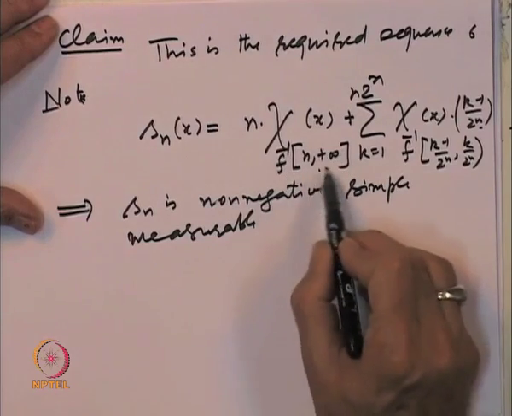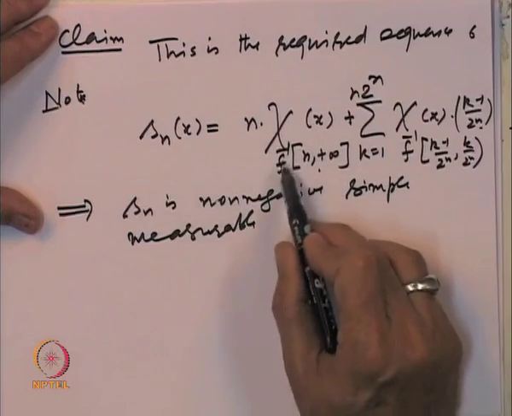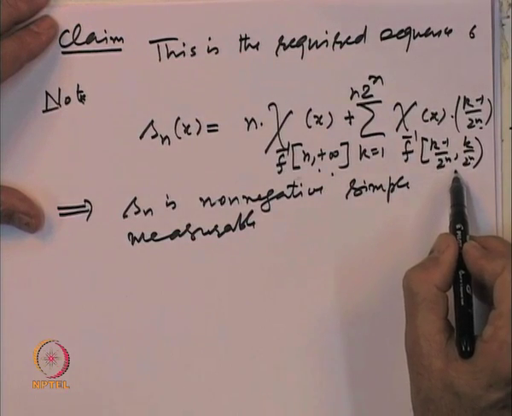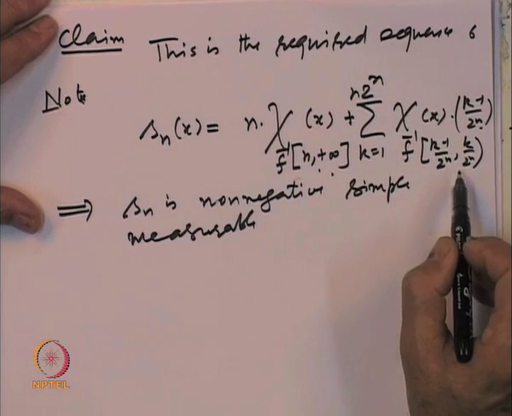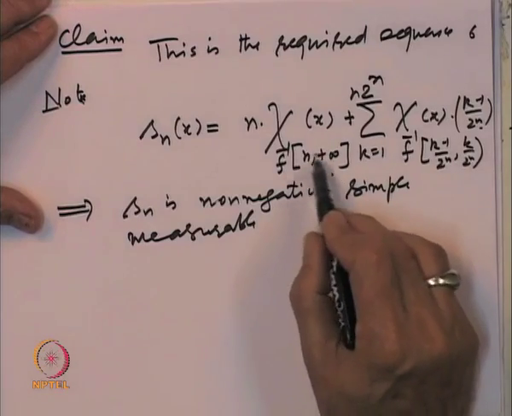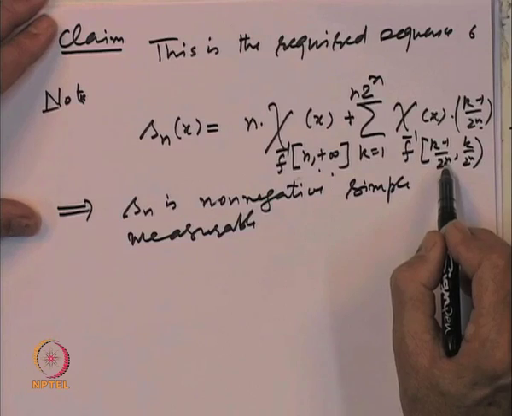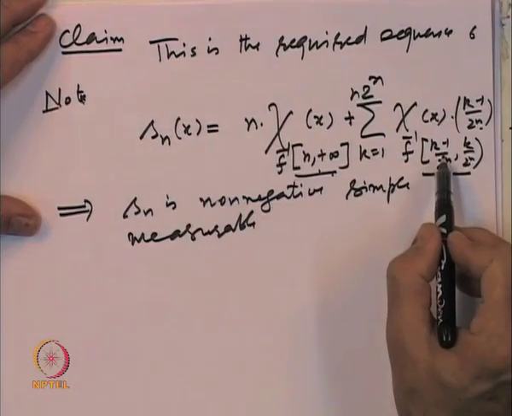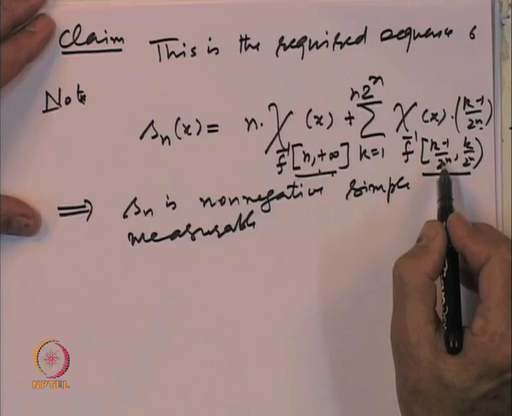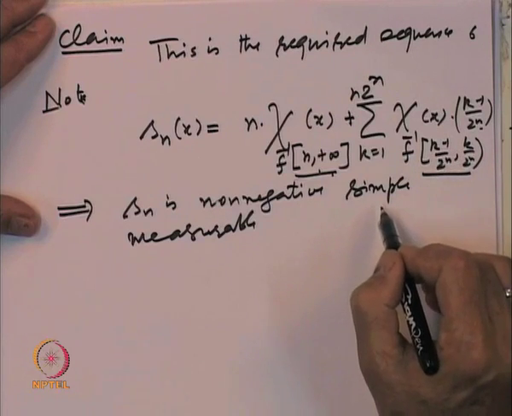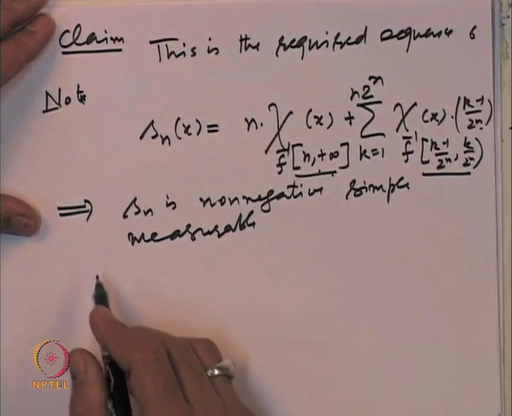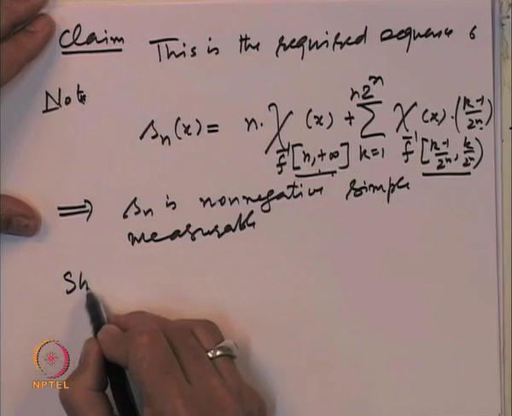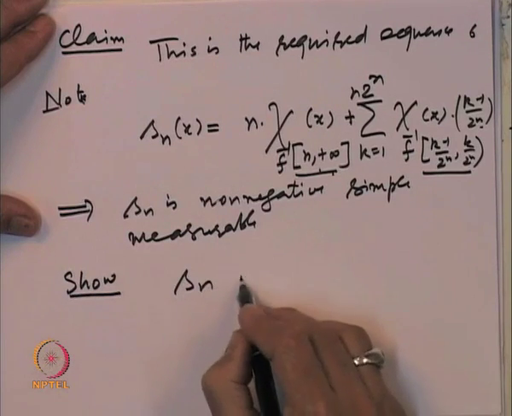Now, why are these sets measurable? It is a linear combination of indicator functions of sets, and this set is measurable because f is measurable. This set is measurable because f is measurable. So, measurability of f implies that inverse images of intervals are elements in the sigma algebra. So, these are elements of the sigma algebra, and hence S n of x is a linear combination of indicator functions of sets in the sigma algebra S. So, it is a simple measurable function. And now, let us prove that S n is increasing. So, claim: we want to show S n is increasing.